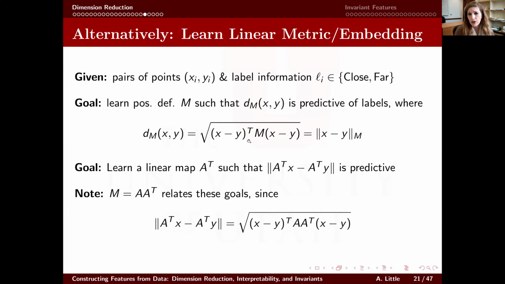Okay, you could alternatively phrase this goal as we want to learn the best linear map that we can, such that when we apply this linear map to our data points, the Euclidean distance in that embedded space is predictive of the label information. Okay, and so these goals are related by the relationship that, in this case, M would equal AA transpose, because if you look at the Euclidean distance between these embedded points using A transpose, you'll just get the Mahalanobis distance where M is equal to AA transpose.